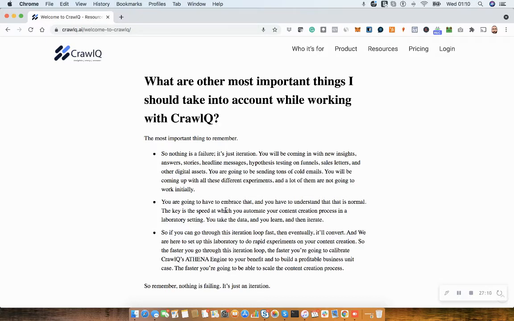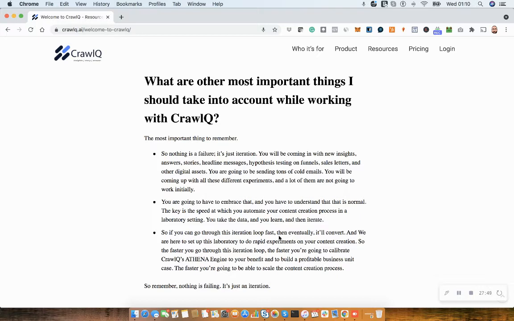The key is the speed at which you automate your content creation process in a laboratory setting. That is really key. Things might not work initially, but what is guaranteed to work is that your setup is perfect to do this kind of rapid experiments about your market research, about your target audience, about the feedback loop from sales and marketing to product development. So if you can go through this iteration loop fast, then eventually it will start working.